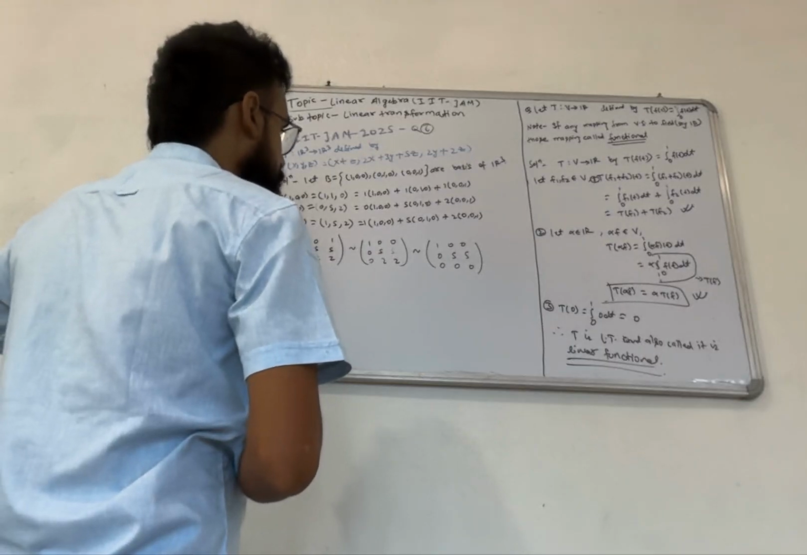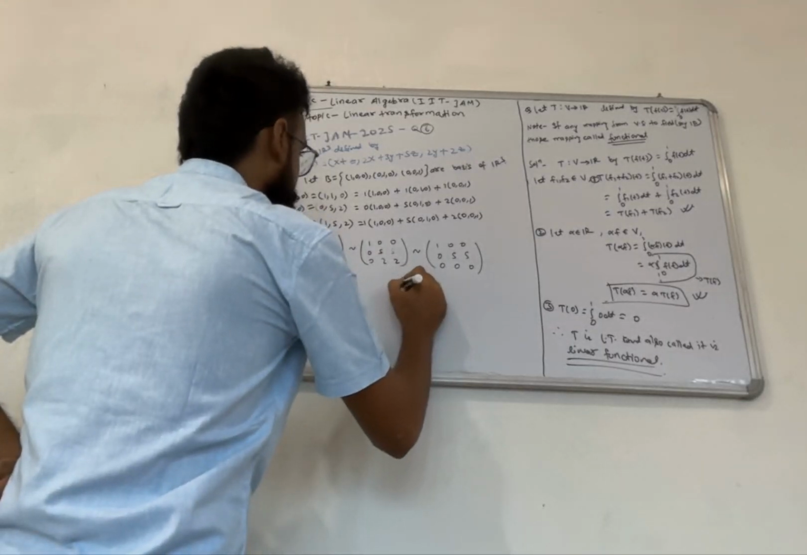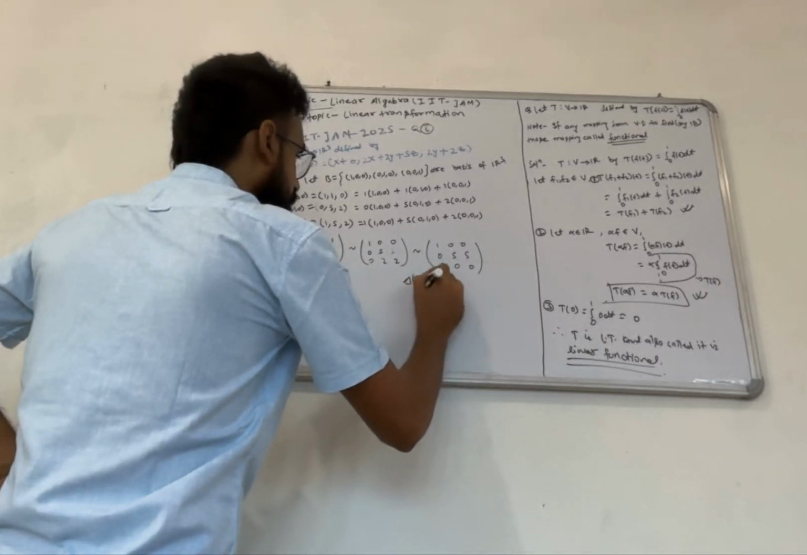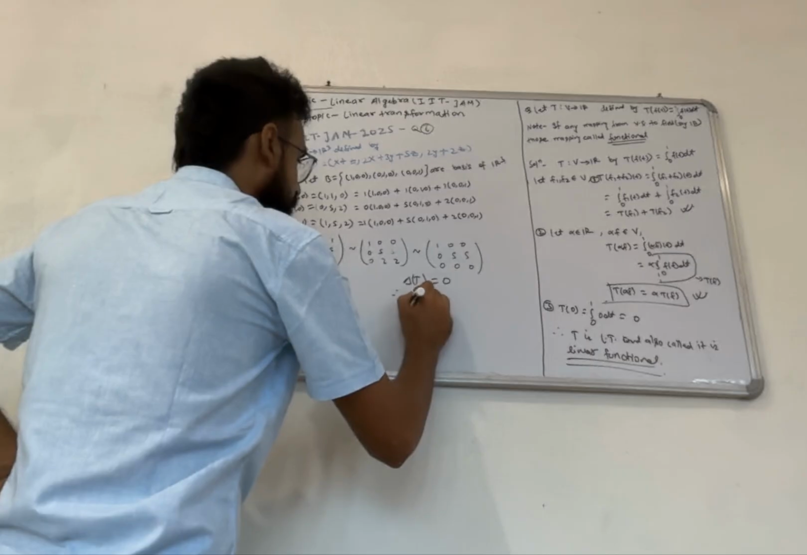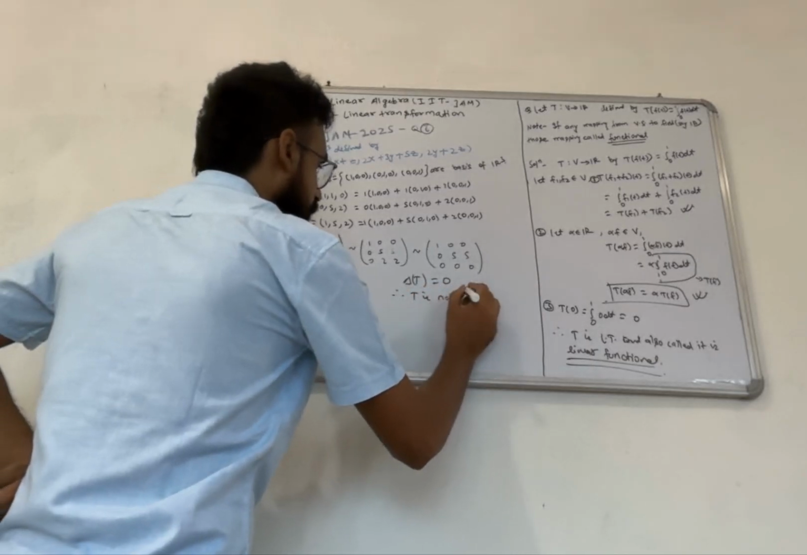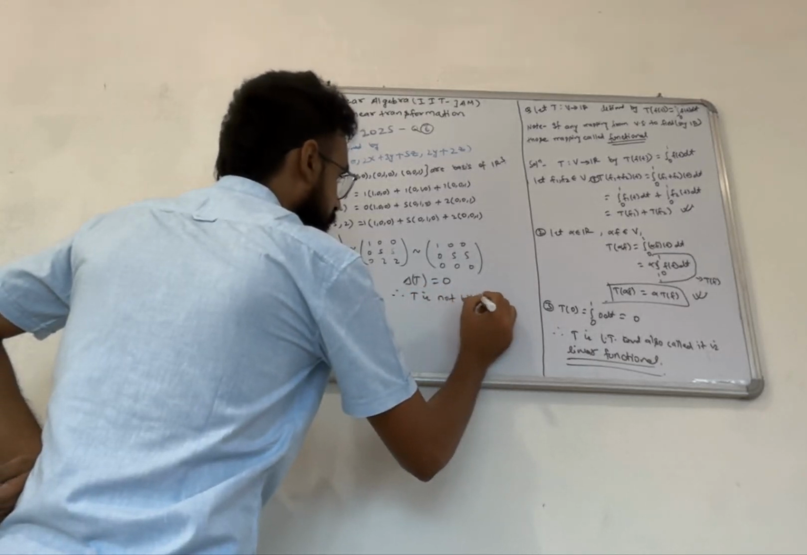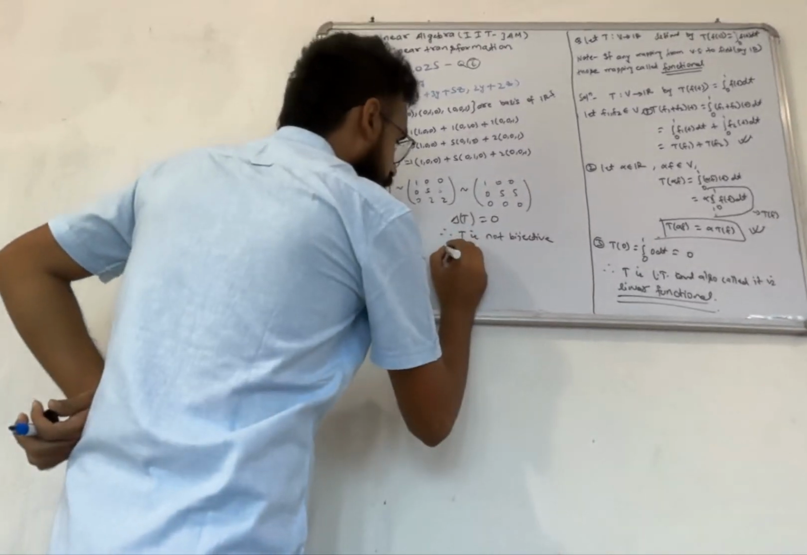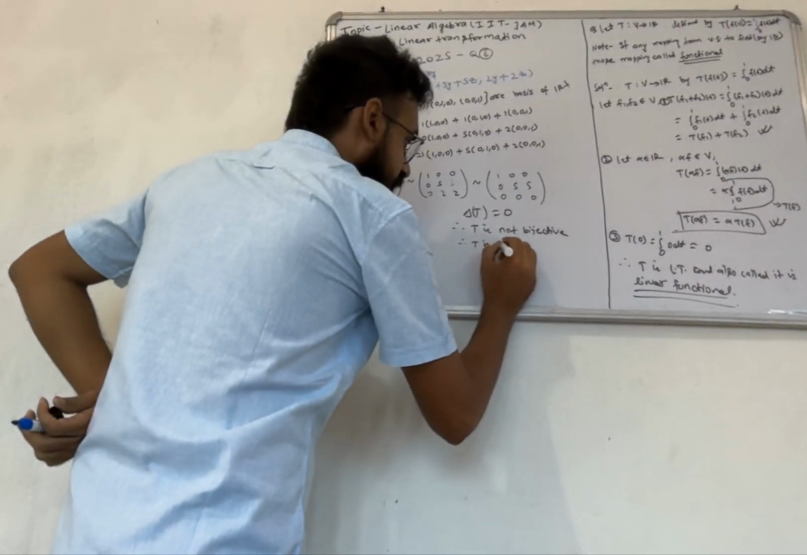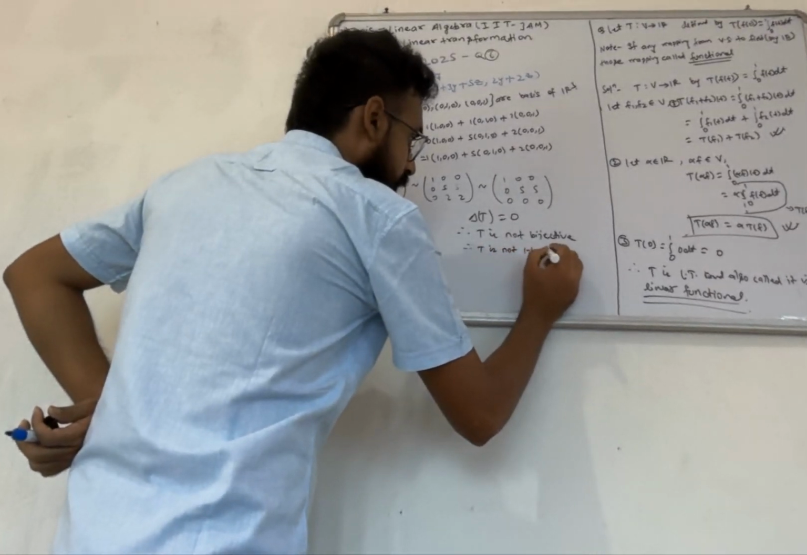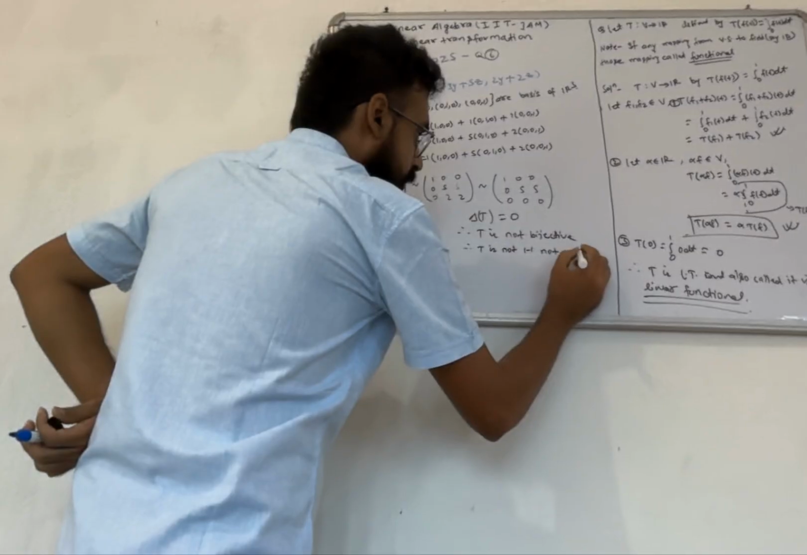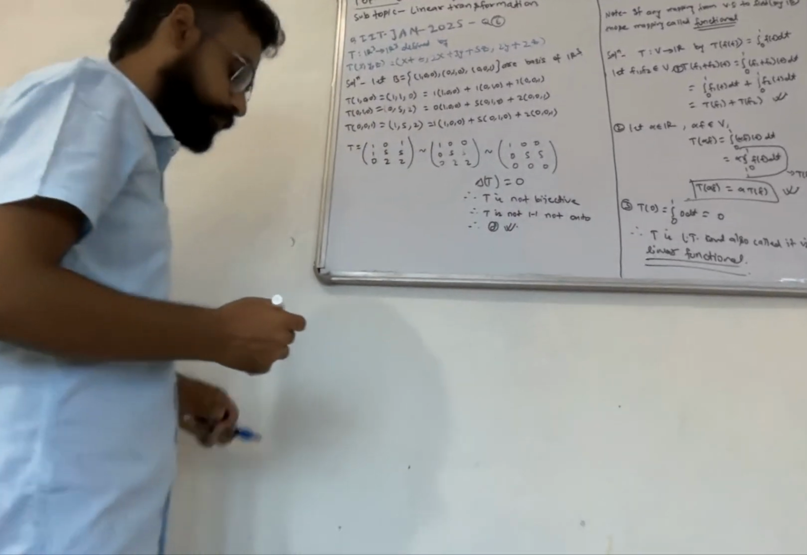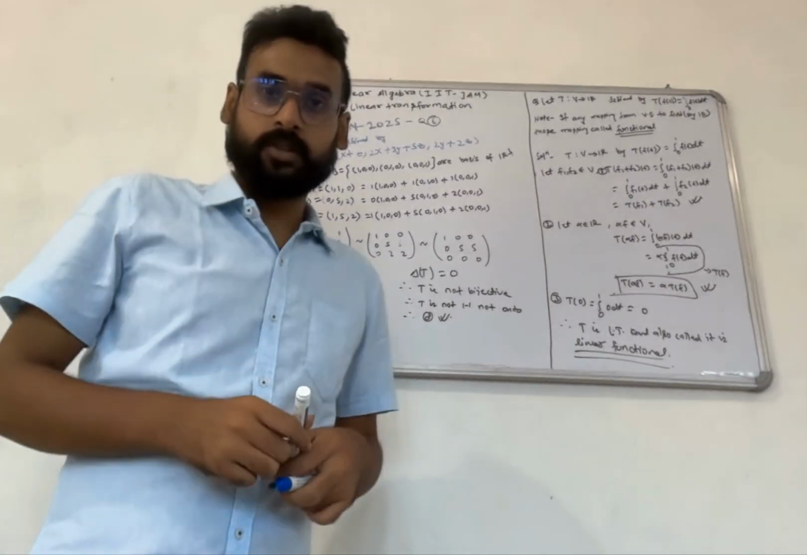Okay, so see, the determinant of T is equal to 0. It means that T is not bijective. Therefore T is not one-one and not onto. Therefore option D will be correct. Okay, so thank you.